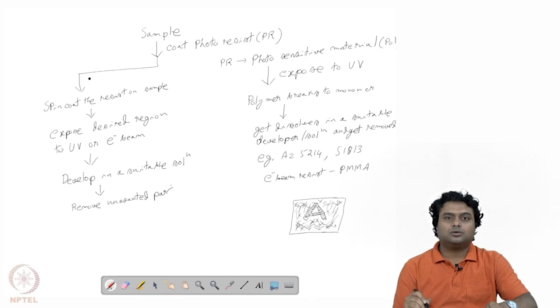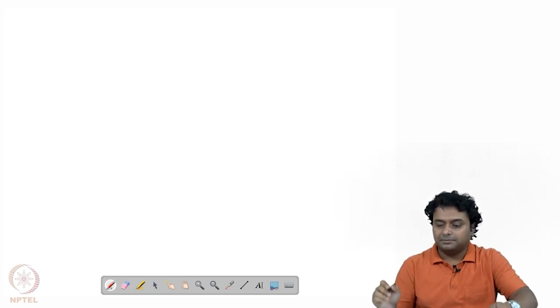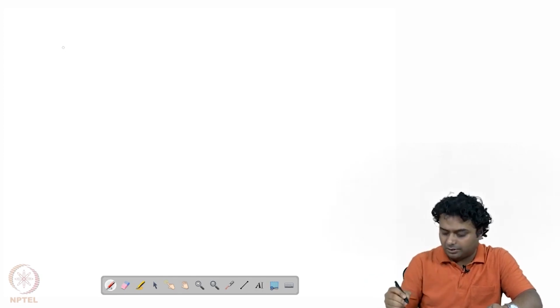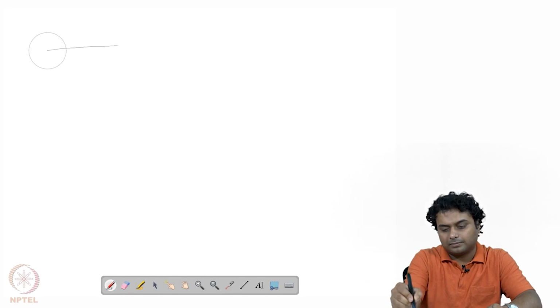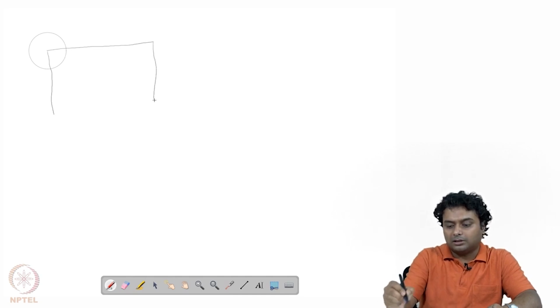Hello guys, in the last class we were discussing lithography, right? Now we will see a step by step lithography process where we will generate a particular desired structure. Let's see, let's assume this is the structure we need to create. I will be drawing both the top view and the cross sectional view.